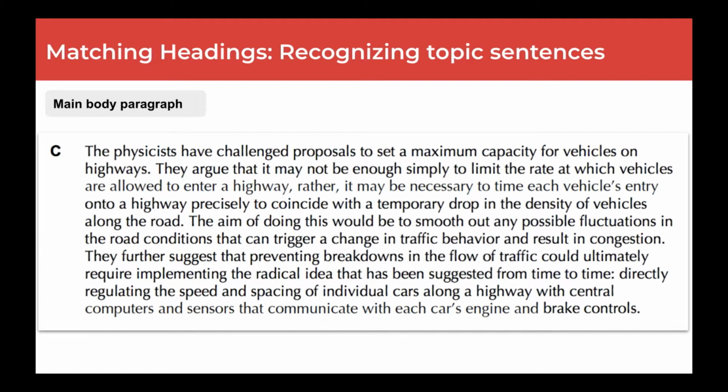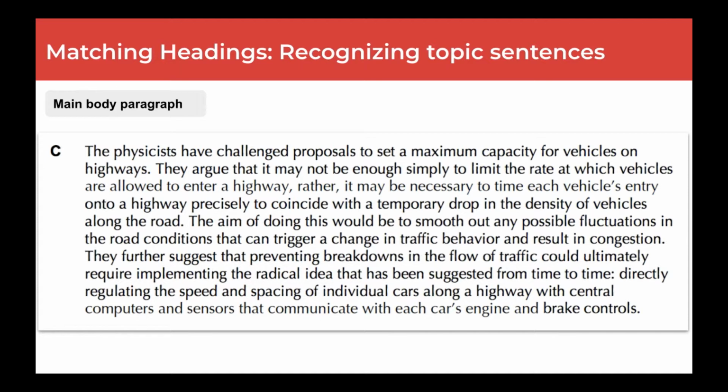I start reading with the first sentence. The physicists have challenged proposals to set a maximum capacity for vehicles on highways. So this looks like a fairly general statement. Remember that topic sentences are not too general and not too specific. So from this sentence, it's quite hard to predict what exactly this paragraph will be about. So I'm going to read one more sentence to see if it provides a better focus for the paragraph.